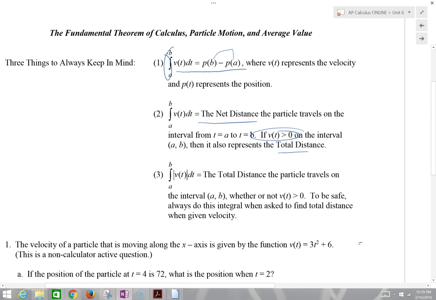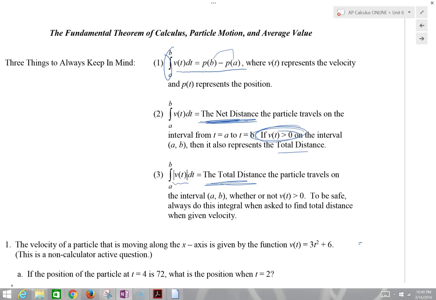Number 2 and number 3 are talking about distance, the net distance being the difference between where it starts and where it ends, and if the particle never changes direction, so that the velocity is always greater than 0, or we could talk about the velocity always being less than 0, excuse me, we're going to get a negative total distance. But then also we have the total distance, where if the particle changes direction, then we want to know how far it traveled in one direction and add it to how far it traveled in the other direction. And we do that by doing the absolute value of velocity.